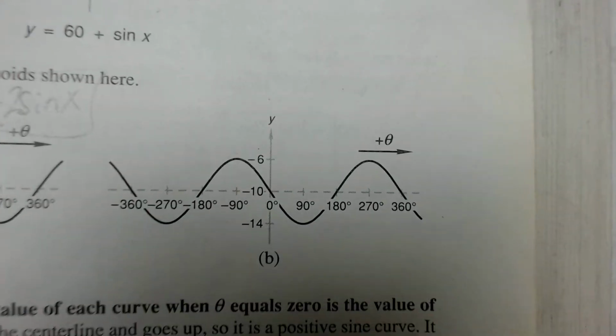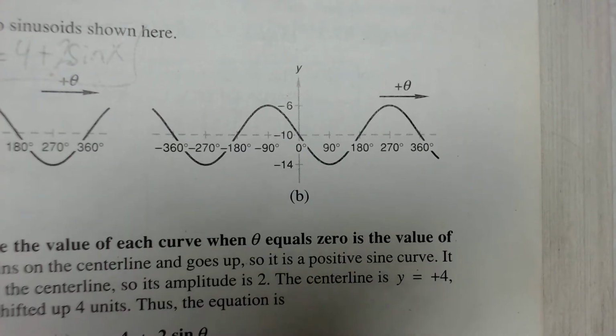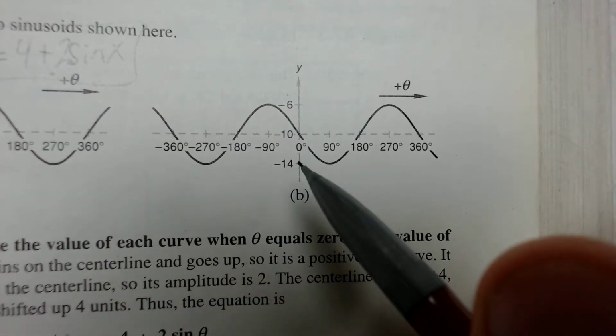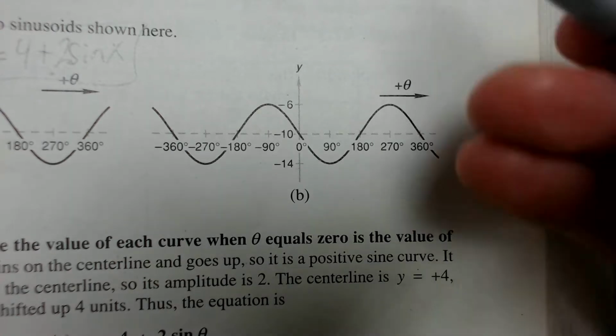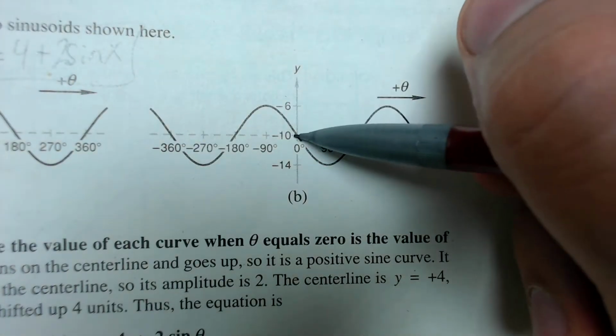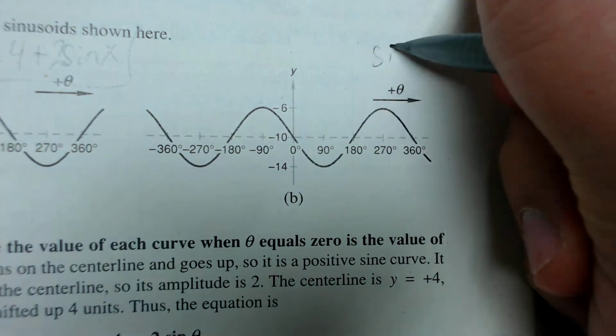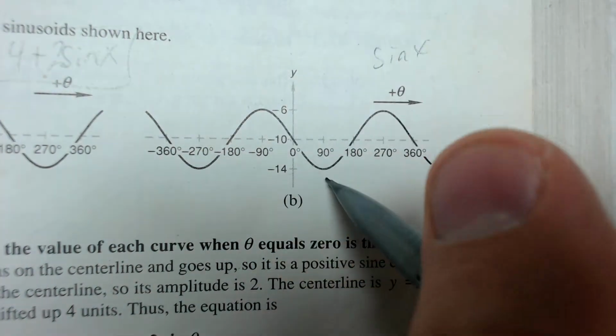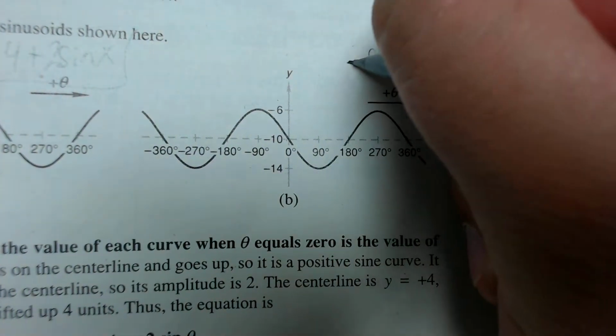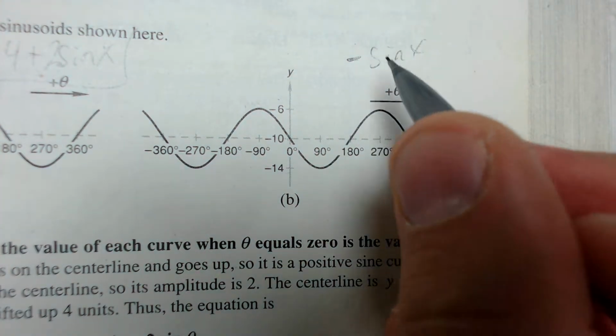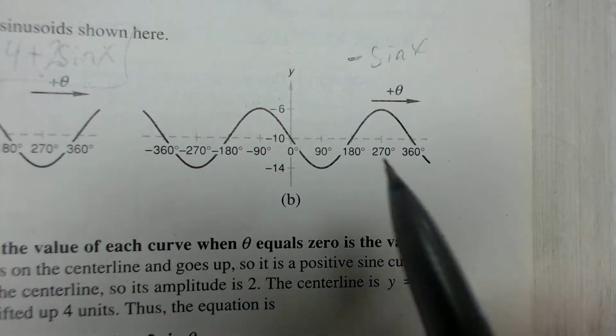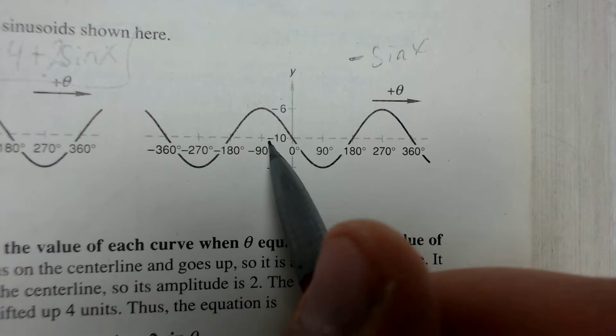So that one was a positive sine of x because it had a positive slope. This one is going to be an inverse equation. It passes through 0, so I know it's a sine of x equation. However, it passes through 0 at a negative slope, so I know this is going to be a negative sine of x equation. Now, I look at the center line, which is negative 10.